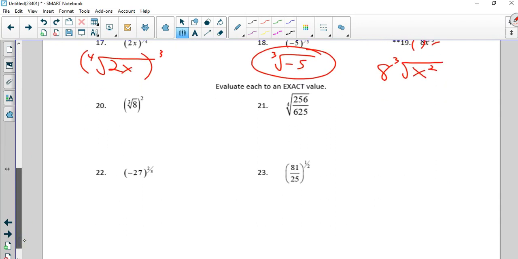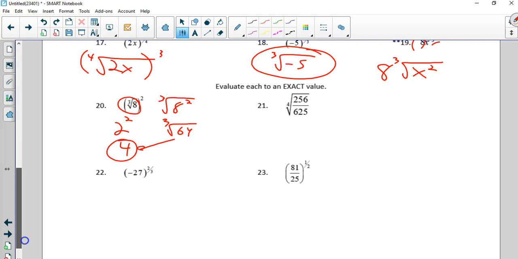Okay, evaluate to an exact value. Number 20. First off, there's two ways to go about it, but if you just look at the cube root of 8, that's 2. And if we square that, that's 4. The hard way is to take, it's not really hard, we could say 8 squared, because remember, this could be written this way. And we could say 8 squared is 64. And that's still going to lead us to 4. So it just depends on how your brain processes it. Either way, we get the same answer.